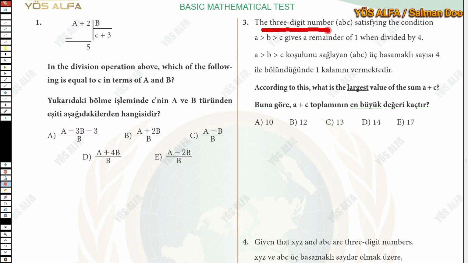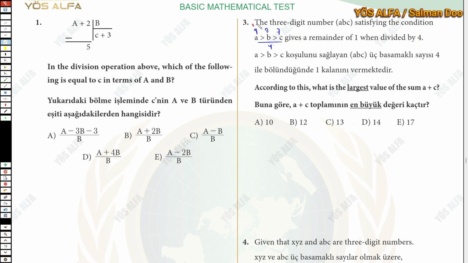3. The three-digit number ABC satisfying the condition A greater than B greater than C gives a remainder of 1 when divided by 4. What is the largest value of the sum A plus C? So let's write down ABC satisfying this condition. Since the largest sum is asked, I'm gonna take 9 as A. So the second largest is 8, the third largest is 7. And we'll check if this number is satisfying the condition given here. It should give us the remainder 1 when divided by 4.